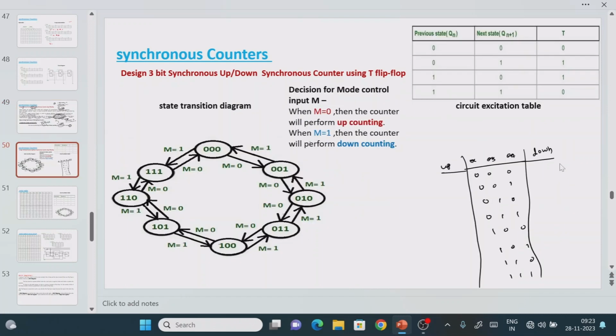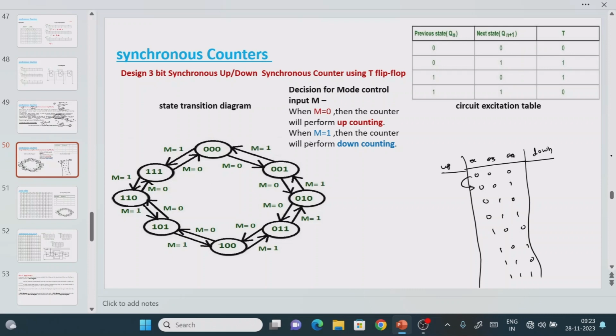Now we have the 3-bit value, meaning 8 possible combinations. First we will complete how the state changes after applying the up counting operation, and then how it changes when performing the down counting operation. First we will go with the up count. If your present state is 000, what is the next state value? Up count means always plus 1 to your present state value. So 000 means the next state value is 001.